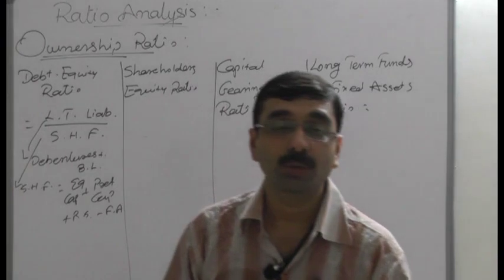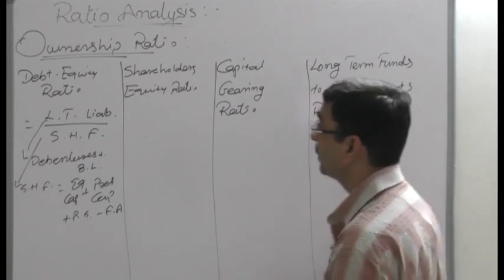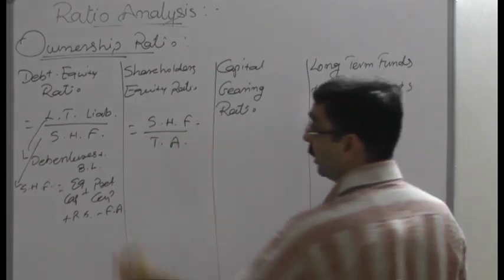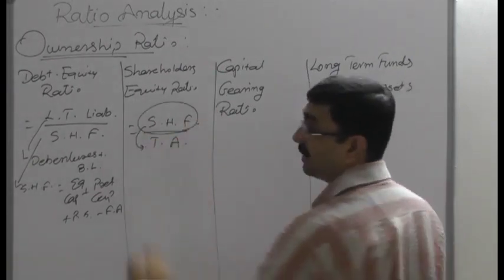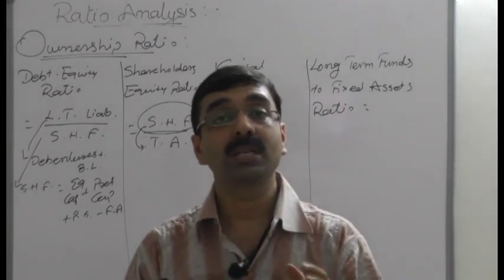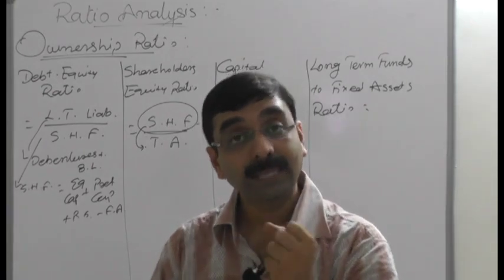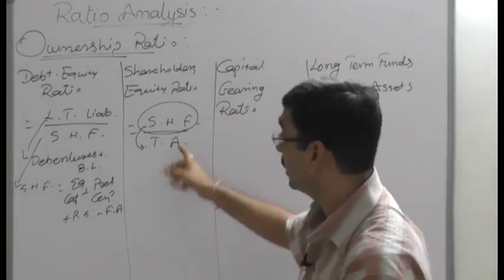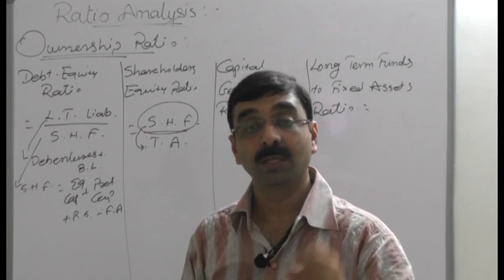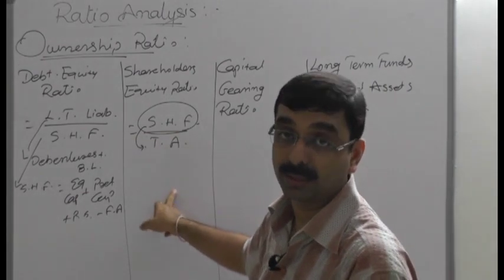Coming to the next, the shareholders fund equity ratio. It is a comparison of shareholders fund with the total assets. It means how much shareholders fund is available as a part of total assets. It shows how much shareholders fund, that is equity, preference, reserves and surplus, is carried by the owners and invested in the total assets. If it is more than 60% or 65%, it shows that a good amount of shareholders fund is invested in the total assets.